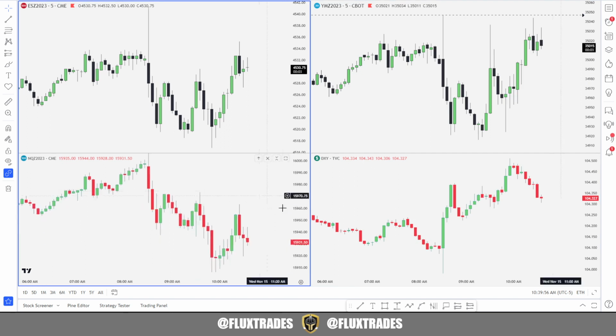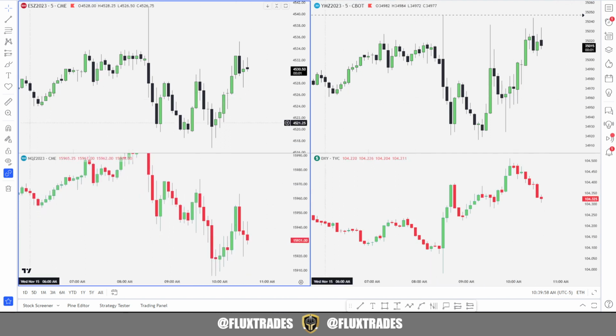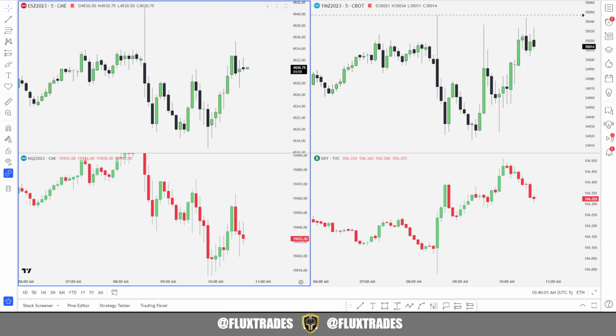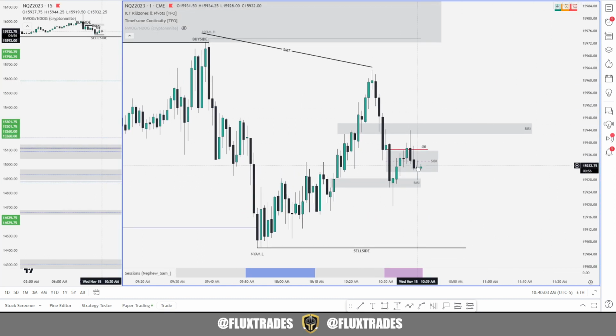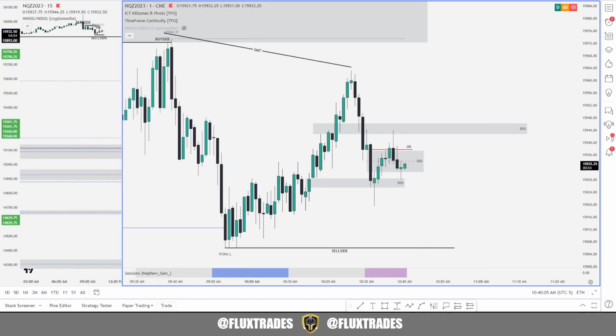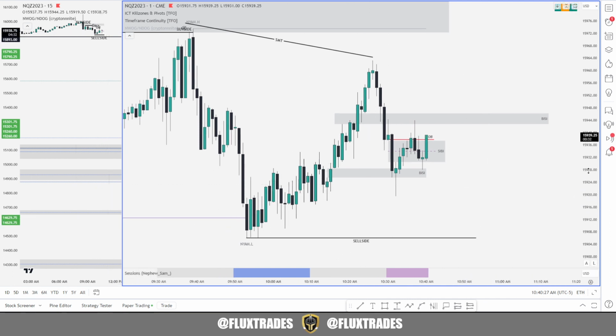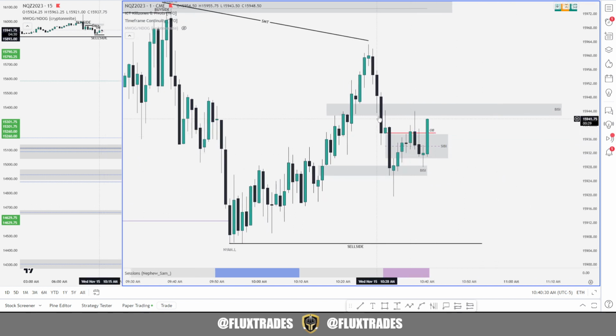So indices really are not aligned at all. DXY is dropping off. We're not seeing upward movement on NQ at all. So there's nothing in here. This is something you want to stay away from. I feel like if you were to just take any trades in here, this is just luck. I don't think there's any bullish indication. I don't think there's any bearish indication.